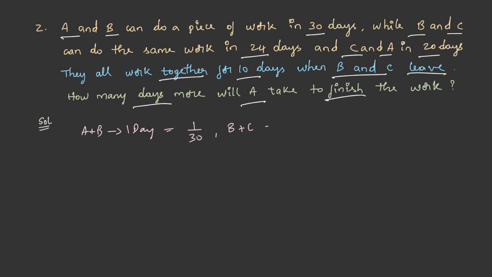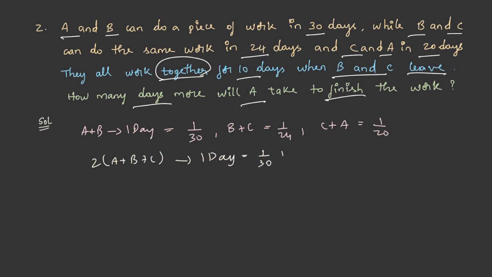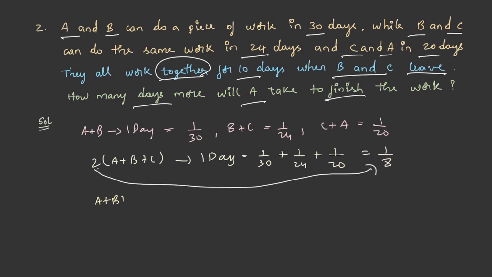Similarly, for B plus C, it is 1 by 24. And for C plus A, it is 1 by 20. It is given that they all work together. So 2 into A plus B plus C's 1 day work will be 1 by 30 plus 1 by 24 plus 1 by 20, which is equal to 1 by 8. On transferring this to the denominator, A plus B plus C 1 day work will be 1 by 16.